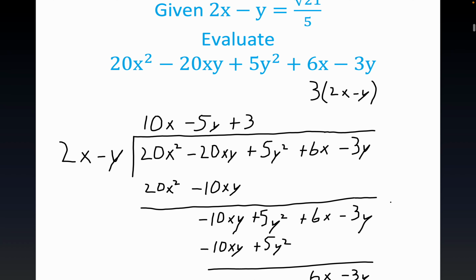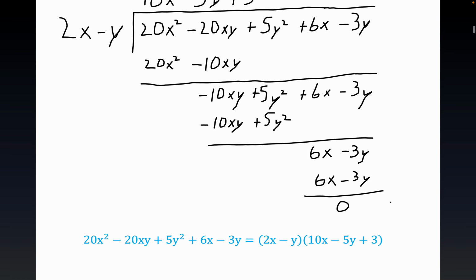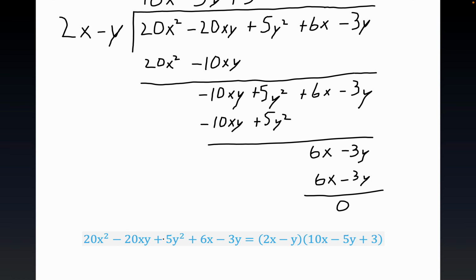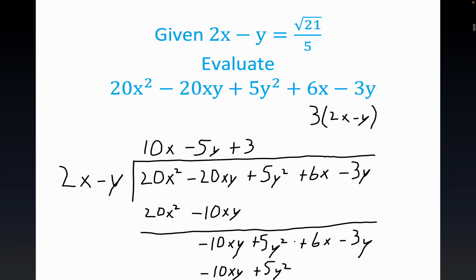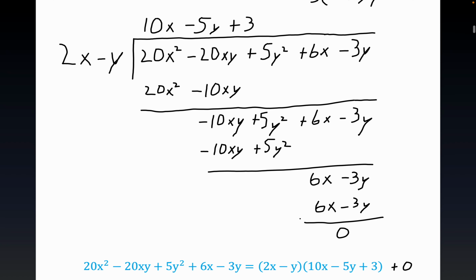Now, that means we can rewrite it like this. This is the object we're trying to evaluate, this is the divisor and this is the quotient. Just so you see this remainder of 0 we got in the long division, I'll put the plus 0 there. It's superfluous and unnecessary, but it shows you the structure of the long division in the rewrite of the original expression. Now, again, keep in mind, 2x minus y is given to us as root 21 over 5.